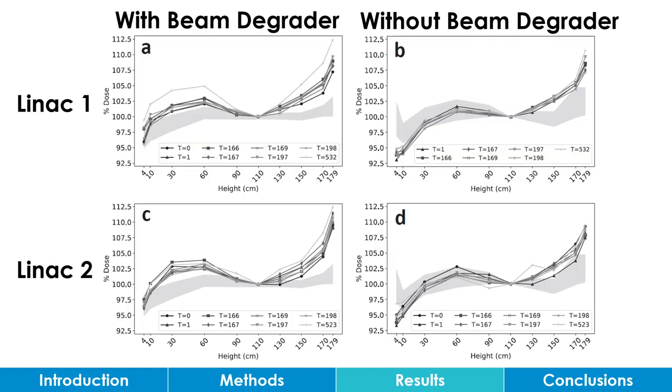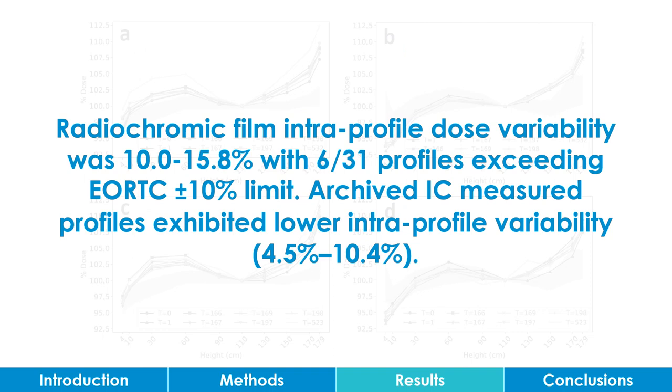Next, we looked at the intra-profile variability from the 31 film measured profiles, which ranged from 10 to 15.8%. Now, 6 of the 31 profiles exceeded the EORTC plus or minus 10% limit. And in comparison, archived ion chamber measured profiles exhibited lower intra-profile variability.